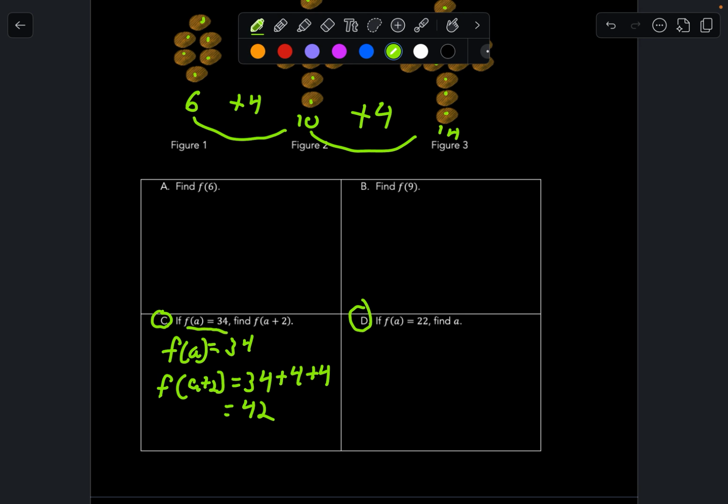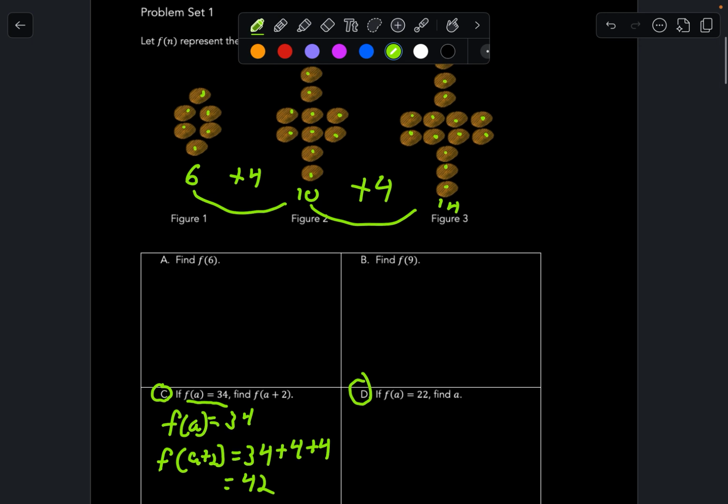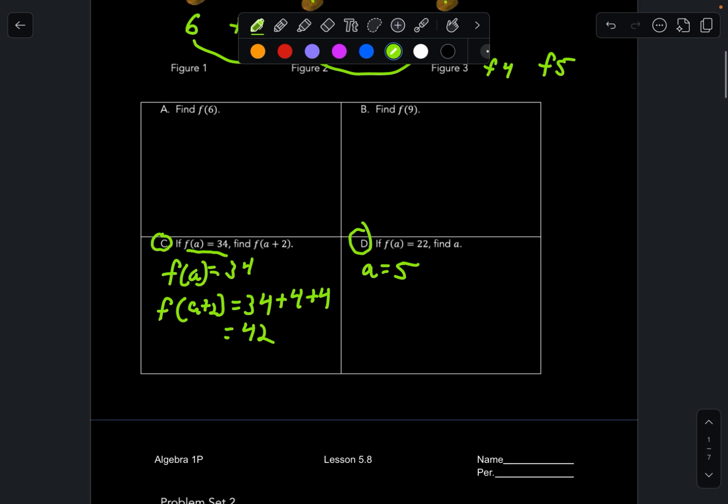If f of a equals 22, find a. Well, we know that f of 3 was 14. F of 4, figure 4, would be 4 more, would be 18. F of 5 would be 22. I said 25 there, but I meant 22. So a equals 5. That's how quickly you can figure it out.